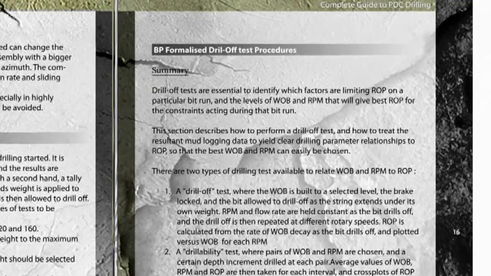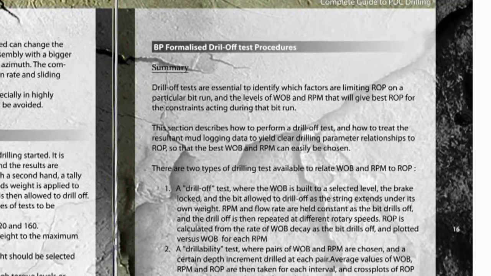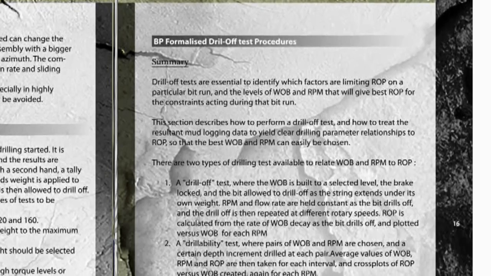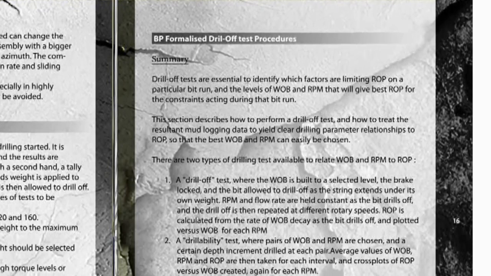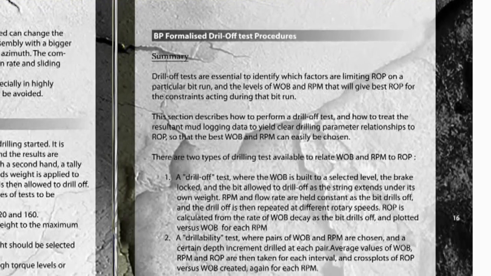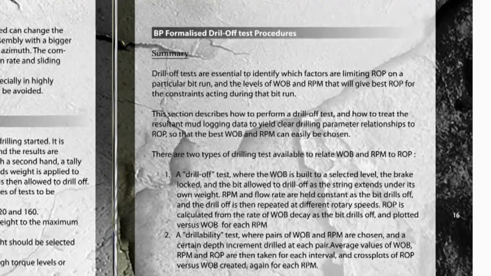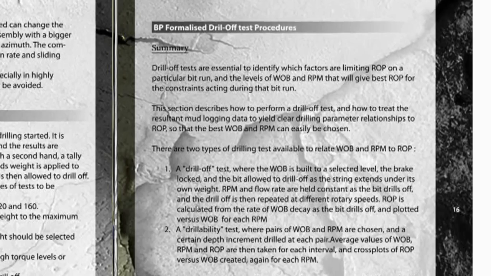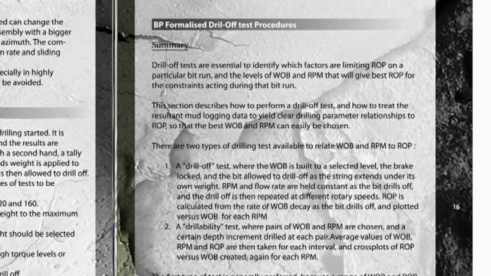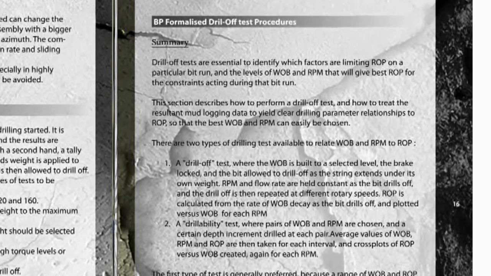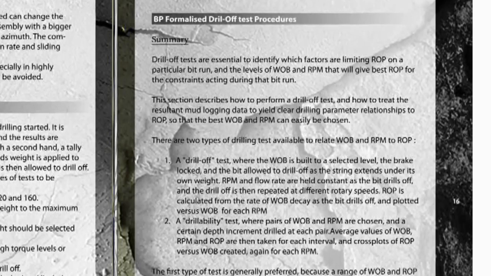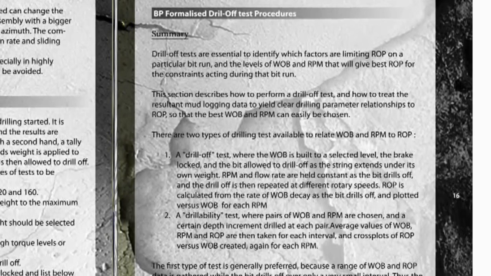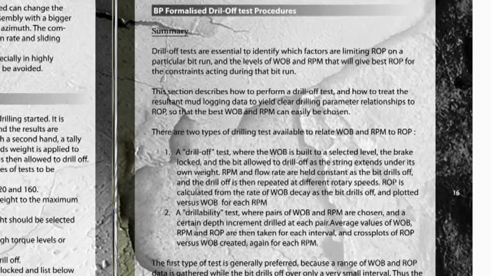Summary. Drill-off tests are essential to identify which factors are limiting ROP on a particular bit run and the levels of WOB and RPM that will give best ROP for the constraints acting during that bit run. This section describes how to perform a drill-off test and how to treat the resultant mud logging data to yield clear drilling parameter relationships to ROP, so that the best WOB and RPM can easily be chosen.